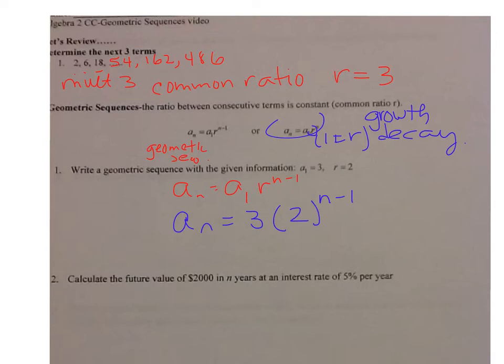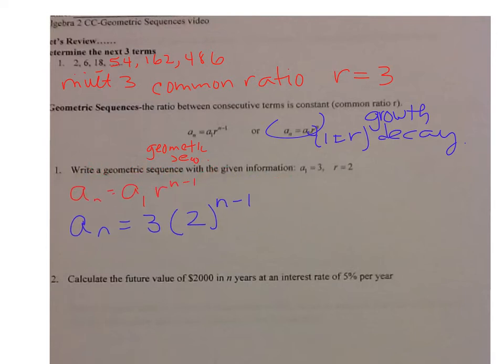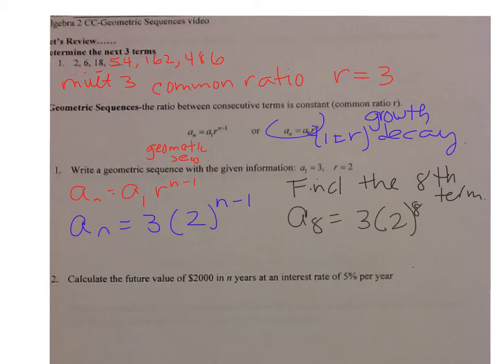So let's say I said to you, find the 8th term. If you want to sit there and keep multiplying out by 2, we could do a sub 8. And it would be 3 times 2 to the 8 minus 1, which would be 3 times 2 to the 7th, and that you could just plug in your calculator. So the 8th term would be 384.